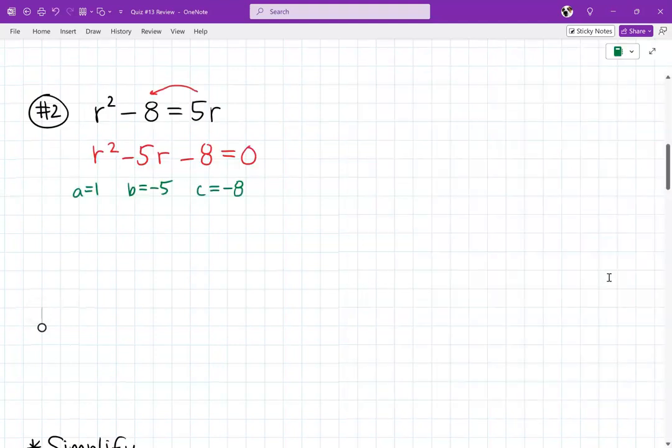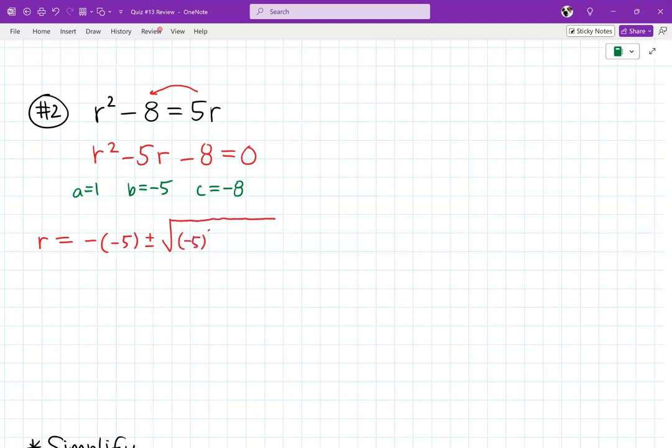So let's use the formula. This time I will use the variable I'm supposed to use. So instead of x equals 2, I'm going to put r equals 2, okay? So r equals negative b, so negative of a negative 5, plus or minus the square root of b squared, that's negative 5 squared, minus 4 times a, which is 1, times c, which is negative 8, all over 2a, so it's going to be 2 times 1.